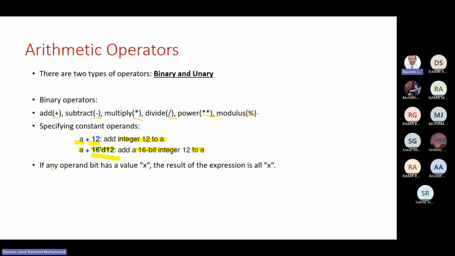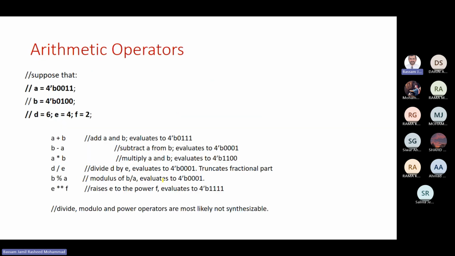Any operand which has a bit with the value x, the result of the expression will be x. So the x, the unknown, is very dangerous in simulation. Okay, so suppose we have these initial values for the variables a, b, and d. So a plus b means that we are adding this variable to this variable with these values. You add bit by bit, and you get this result.